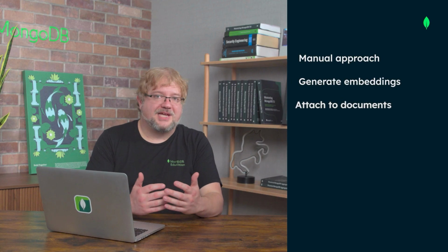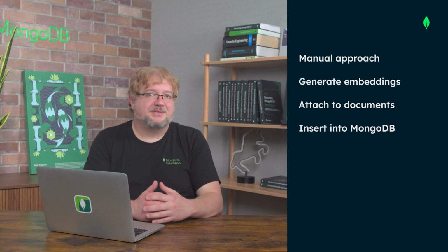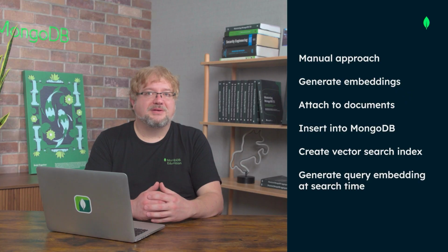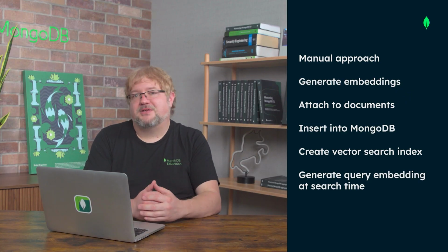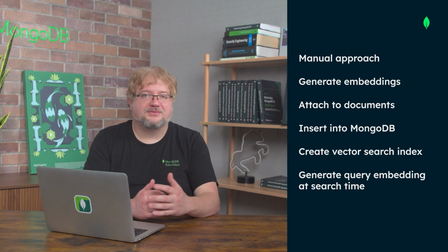We covered two approaches to working with these embeddings in MongoDB. In the manual approach, you generate embeddings yourself, attach them to your documents, insert them into MongoDB, create a vector search index, and generate a query embedding at search time. You control every step, but you're also responsible for keeping embeddings in sync as your data changes.